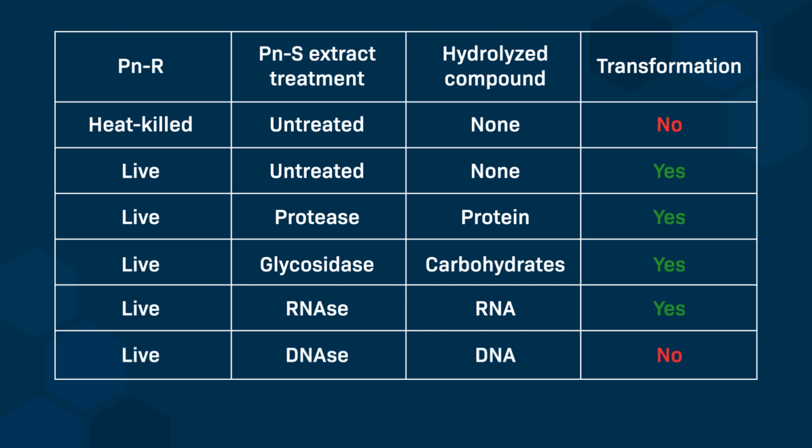However, when treated with the DNase enzyme to eliminate DNA, no transformation occurred. This indicates that proteins, carbohydrates, and RNA are not necessary for transformation, as their elimination still allows for transformation. Therefore, DNA was shown to be the transforming principle in pneumococcus.